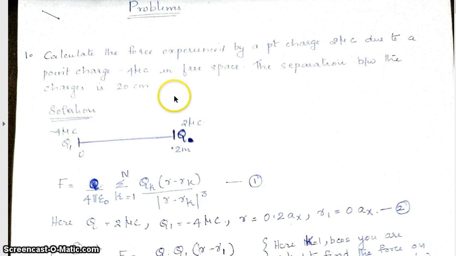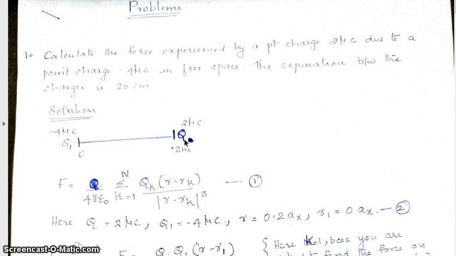Point to be noted: the question says you have to find the force on 2 microcoulomb due to the point charge. So Q will be your 2 microcoulomb. Now next you have to find the position vector. Here I have drawn the diagram, Q1 and Q. The separation between them is 20 centimeter. I have to convert it into SI unit, so 0.2 meter.